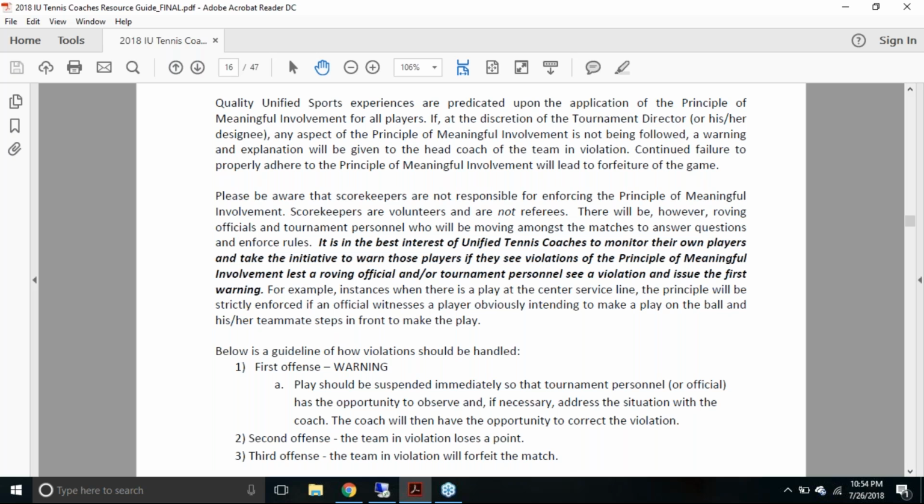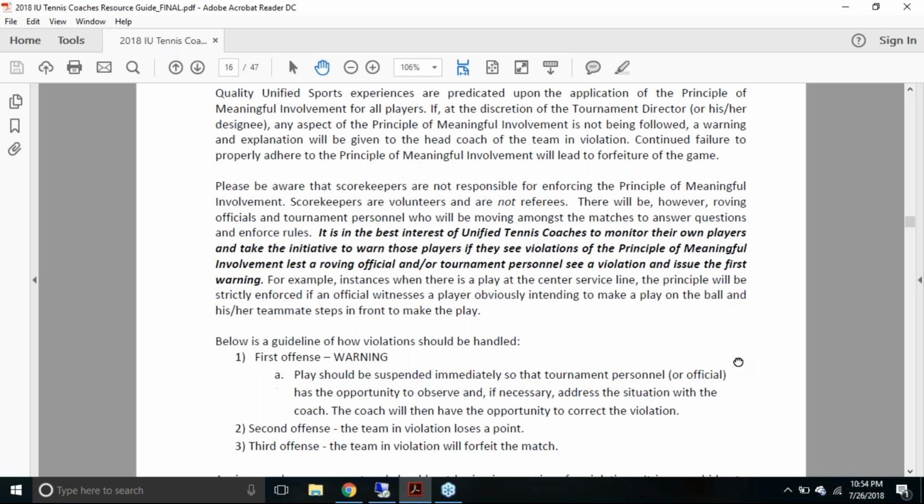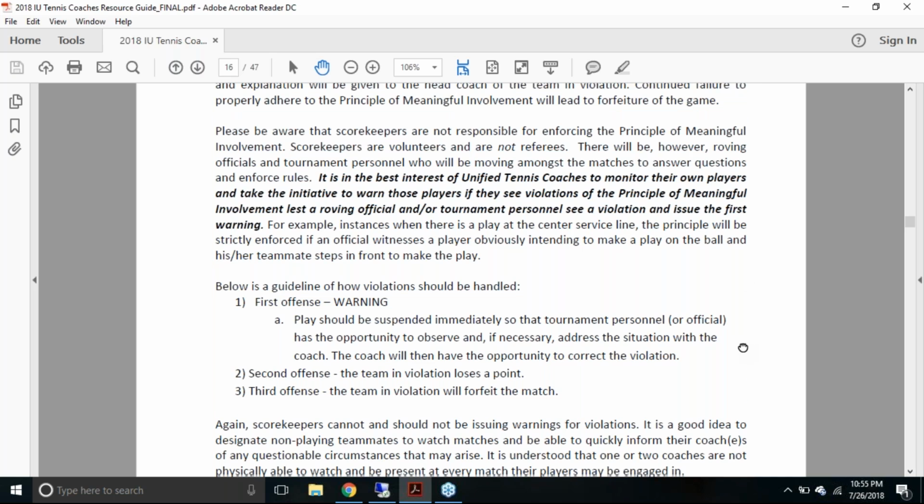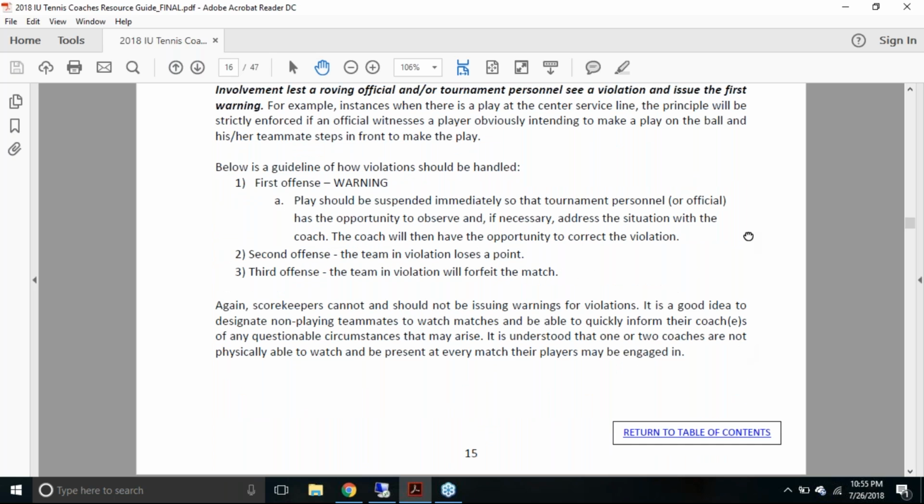There will be, however, roving officials and tournament personnel who will be moving amongst the matches to answer questions and to enforce rules. It is in the best interest of the unified tennis coaches to monitor their own players and to take the initiative to warn those players if they see violations of the principle of meaningful involvement, lest a roving official or tournament personnel see a violation and issue the first warning. As you'll see below, violations will be handled as such. The first offense is a warning.